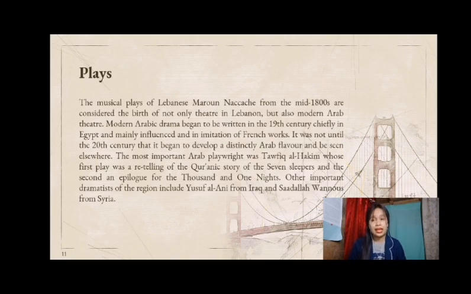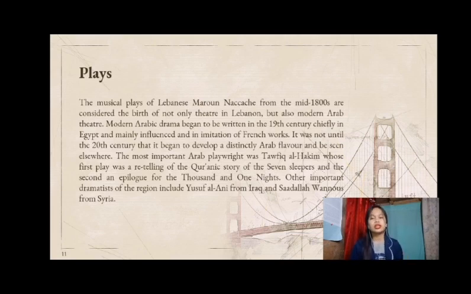So the next one was the plays, which also had a role during modern literature. The musical plays of the Lebanese Maroun Naqqash from the mid 1800s are considered the birth of not only theater in Lebanon but also of modern Arab theater. Modern Arabic drama began to be written in the 19th century, chiefly in Egypt, and was mainly influenced by the imitation of French works. It was not until the 20th century that it began to develop a distinctly Arab flavor, as seen elsewhere. So it was growing.